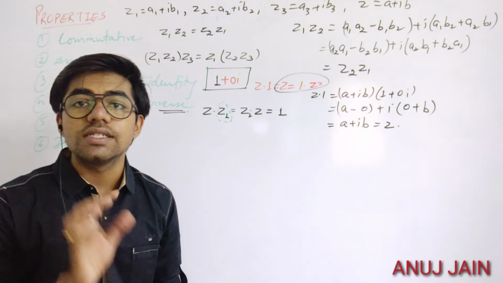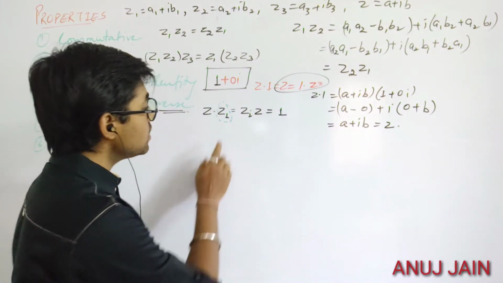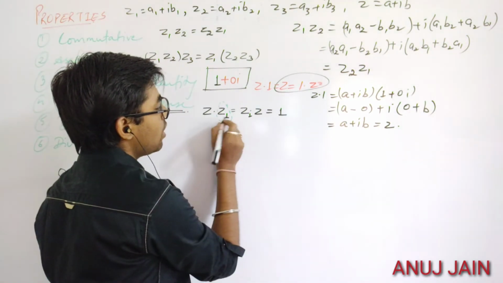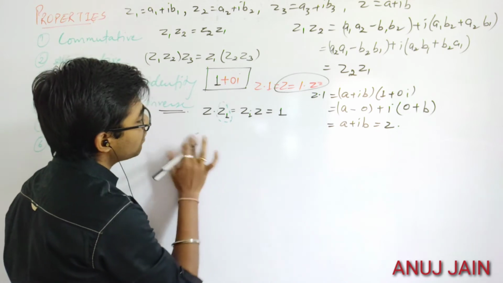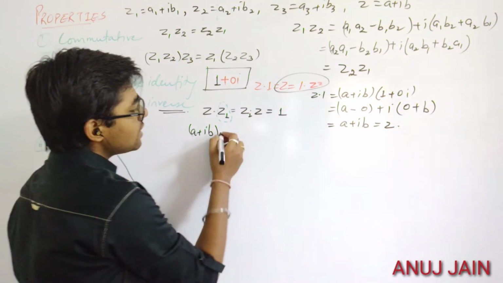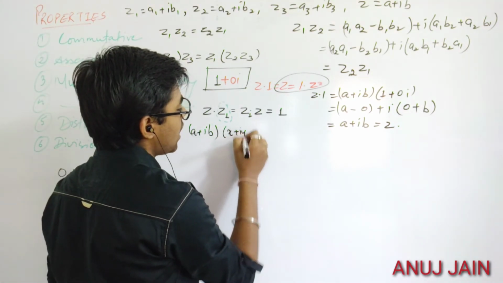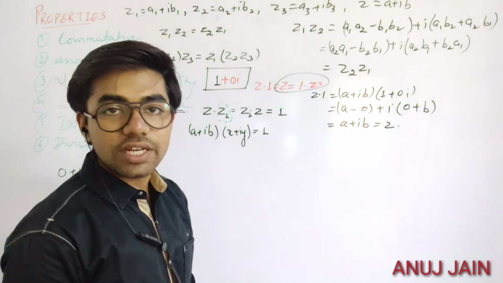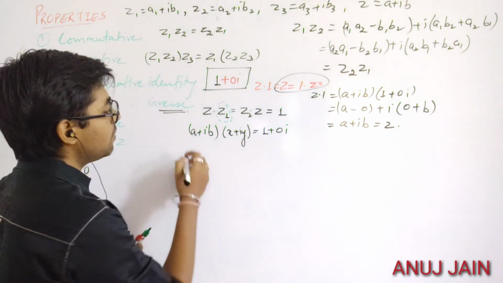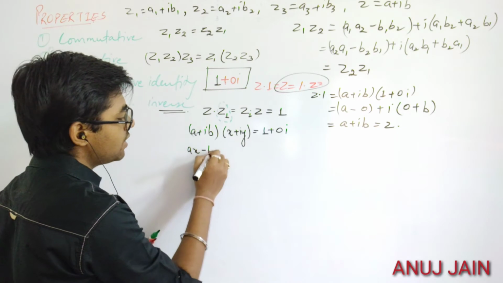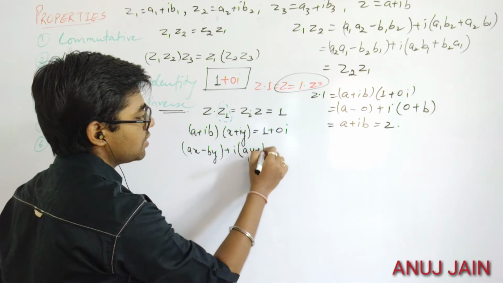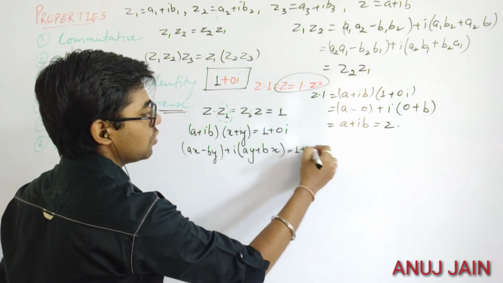So now what we have to do is we have to find this Z1. So let's see how to find this Z1. Let Z be A plus IB, right? And let's say this Z1 is X plus IY, which we need to find. Just multiply it, and this is 1 plus 0I. Multiplication we get AX minus BY plus I times AY plus BX is equal to 1 plus 0I.